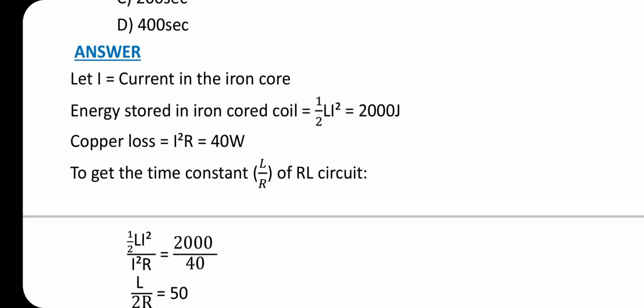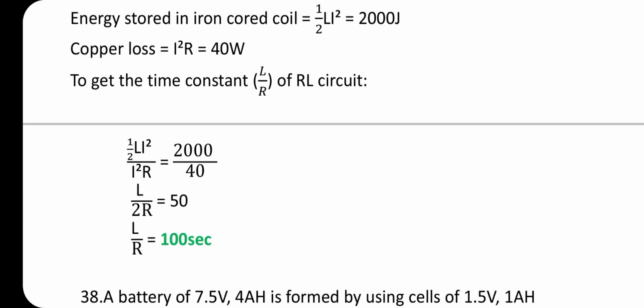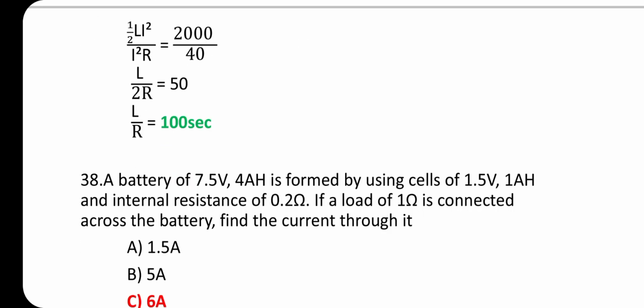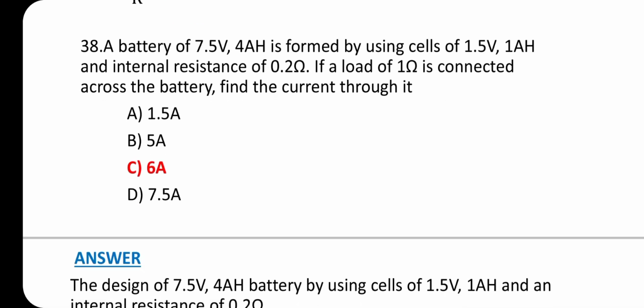To get the time constant L by R of the RL circuit, divide the two equations. Half L I square divided by I square R equal to 2000 by 40, which gives L by 2R equal to 50. We need the time constant L by R, so take 2 to the right hand side. Then we get L by R equal to 100 seconds.